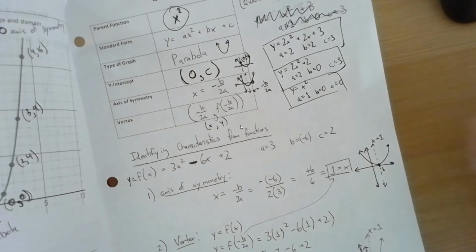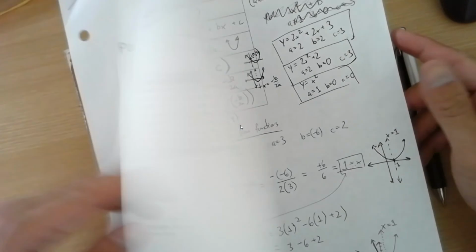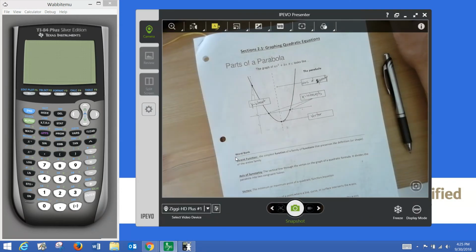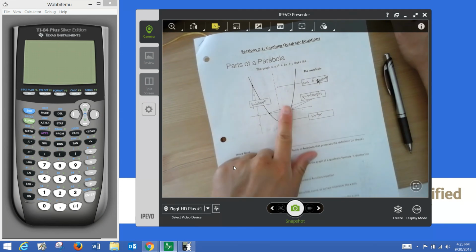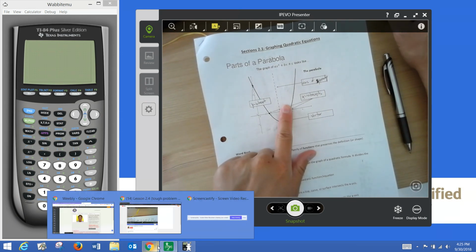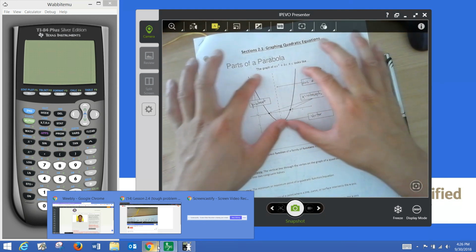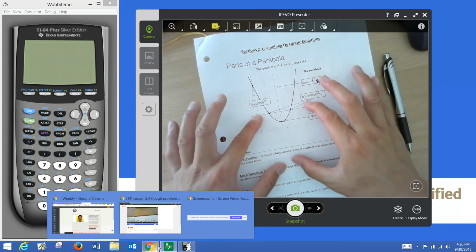Okay, and I guess that's it. That's all you have to know now for this section. I believe I have one more video that I'm going to upload, but it's not going to be by me. It's how you can shift this parabola up and down and left and right.